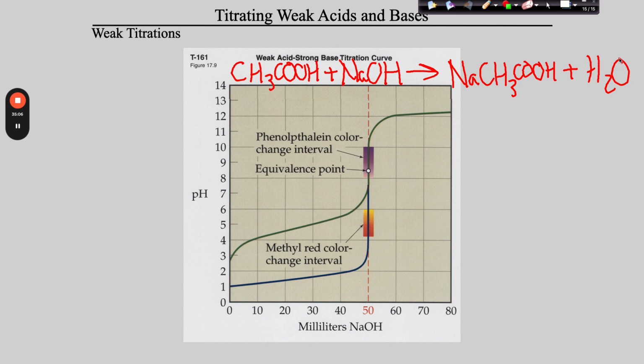Now, wouldn't it be CH3C? Yeah, oh, thank you. That's important. Thank you. Yeah, that's right. So, guys, here's the point. Sodium acetate is a salt. And when we put salt in water, sometimes it changes the pH.